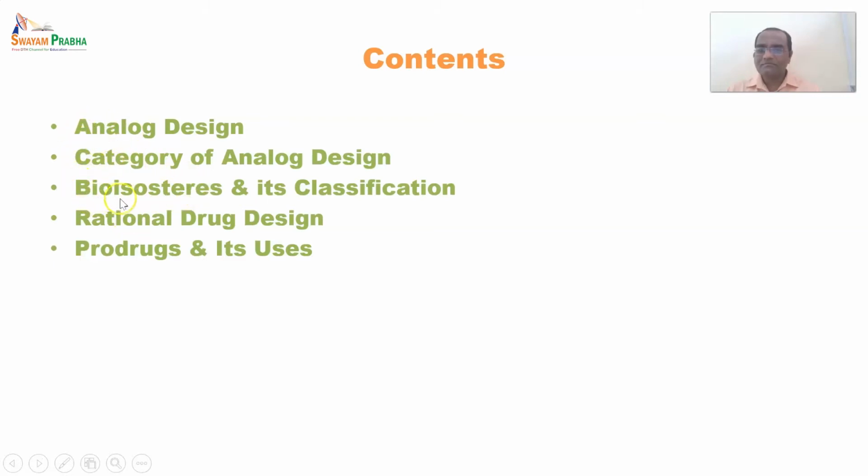Bioisosters are such compounds or such groups which show similar characters of a drug. And the concept of prodrug, we'll see in detail the types of prodrugs and its application. We'll see the first concept, that is analog design.